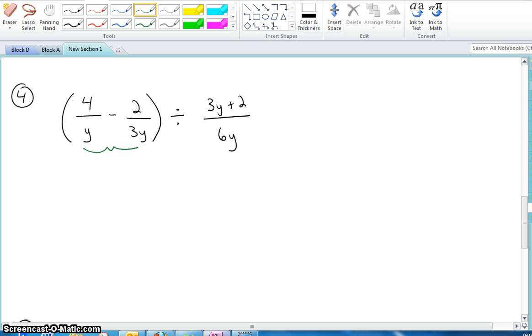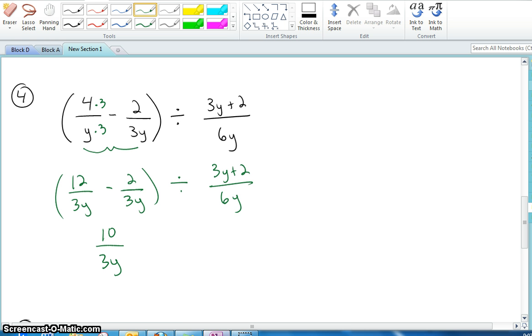Need a common denominator. Common denominator will be 3y. So 12 over 3y minus 2 over 3y becomes 10 over 3y. Now I need to divide, and dividing is the same as multiplying by the reciprocal. So I'm going to multiply by the reciprocal.